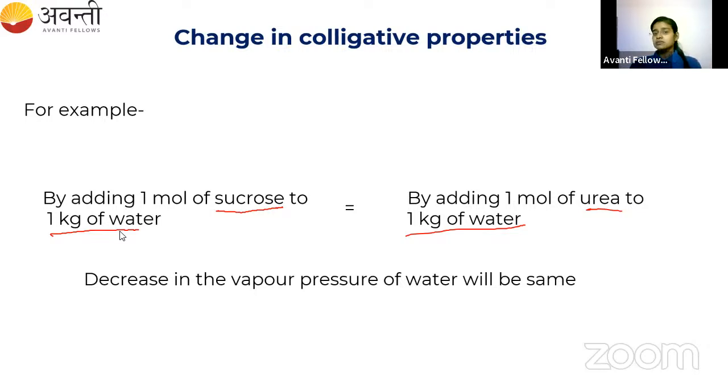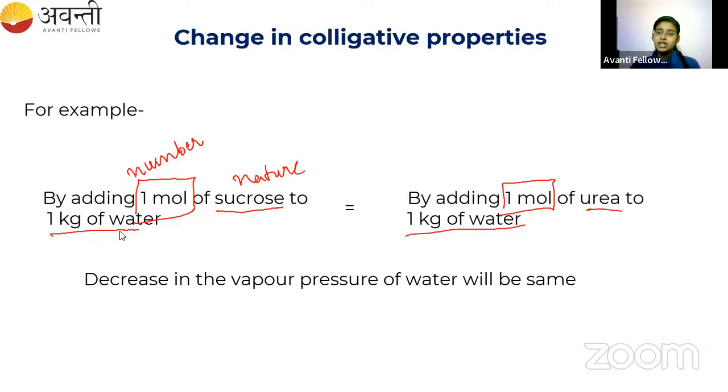The substances are different; the nature of the solute is different only. One is sucrose, the other one is urea. But the number of solute particles remains same. Here also I am taking 1 mole and here also I am taking 1 mole. So the number of the solute particles remains same for both.